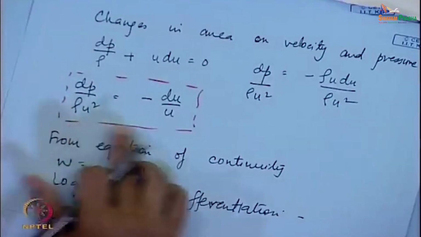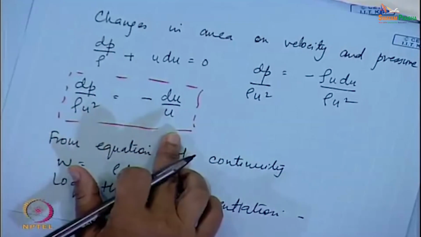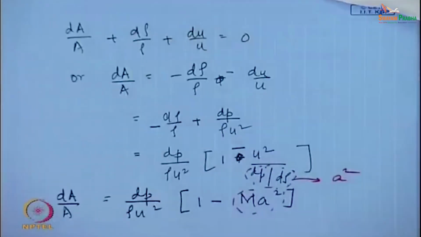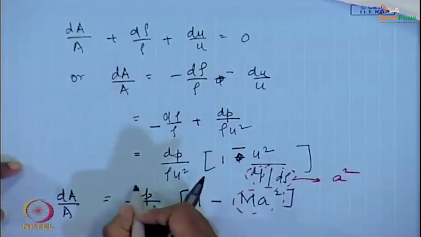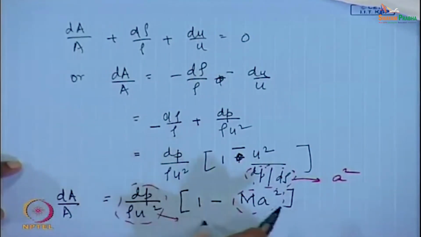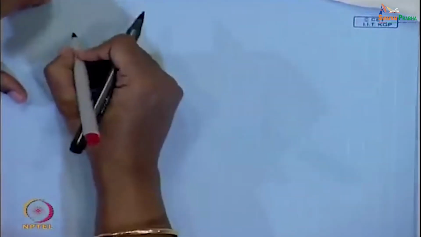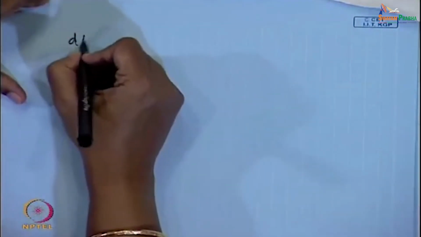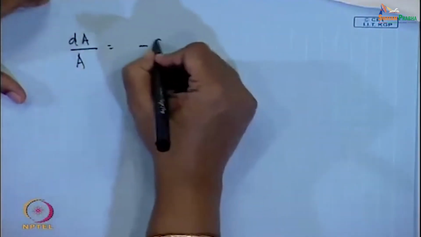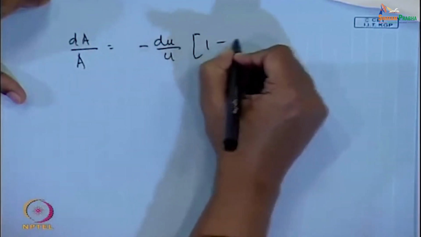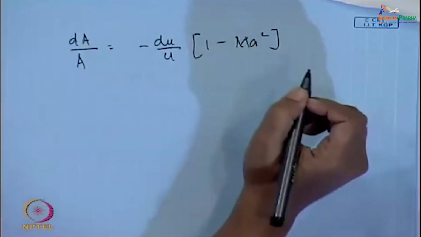Here I had already deduced an equation between dP by rho u square and du by u. So, instead of dP by rho u square, I can write it as minus du by u. Now, if I substitute it, what do I get? I get the expression dA by A equals minus du by u into 1 minus Ma square.